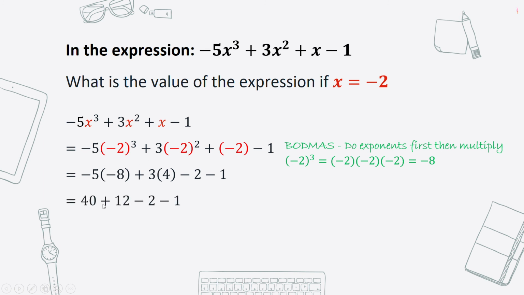Alright, when you get to this step, if you've only got addition and subtraction in your expression, you just work from left to right. Okay, so don't try and say 2 minus 1 first and all that stuff. You literally just go 40 plus 12, okay, that's 52, minus 2, minus 1 will give me 49.